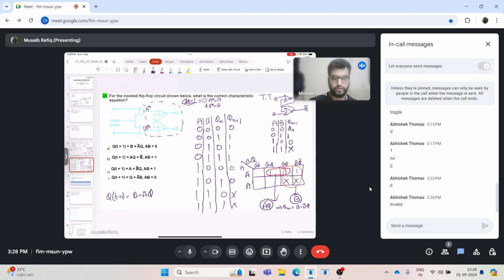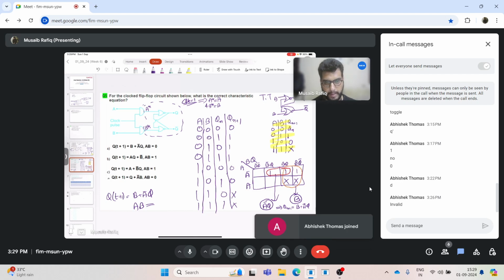Now I have my answer for Q of t plus 1 equal to B plus A bar Q. And also for the condition on inputs, A, B should be equal to what? What is the condition that I have to put for inputs such that this holds? What is the condition on input I'll be putting? A, B equal to? Can anyone tell me what should be the condition on inputs?